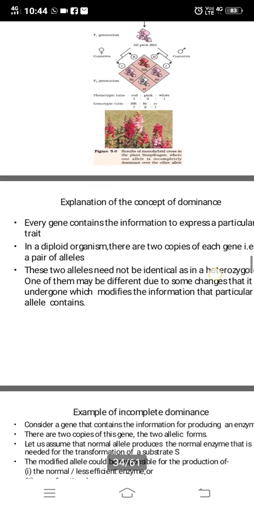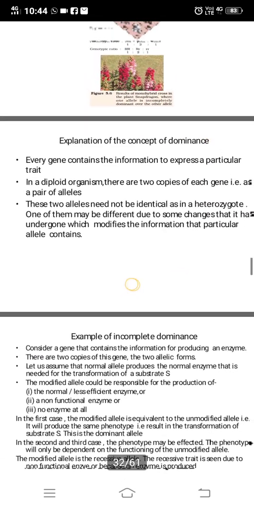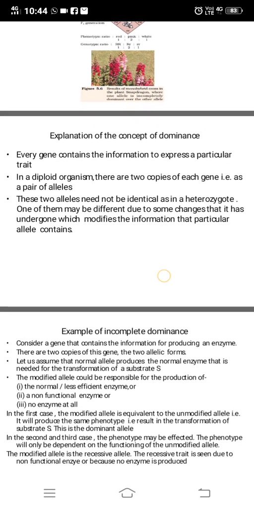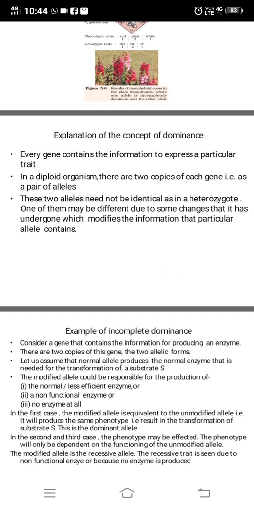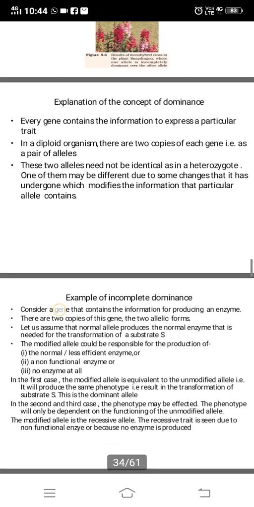Now this was the explanation that was given for the concept of dominance. Every gene contains the information to express a particular trait, and in a diploid organism there are two copies of each gene, that is, a pair of alleles. These two alleles need not be identical, as in a heterozygote. One of them may be different due to some changes that it has undergone, which modifies the information that particular allele contains. That modification is expressed as another feature. So that is what is called incomplete dominance.